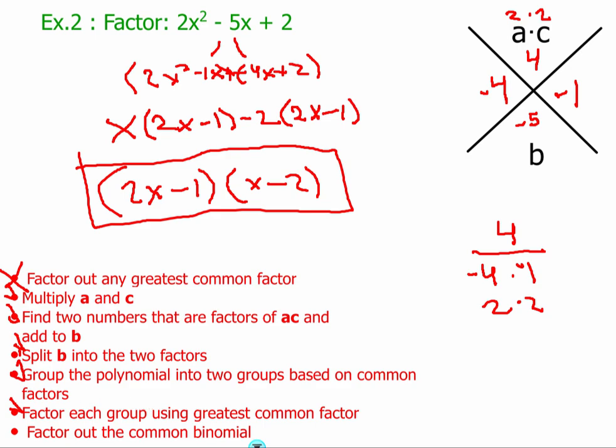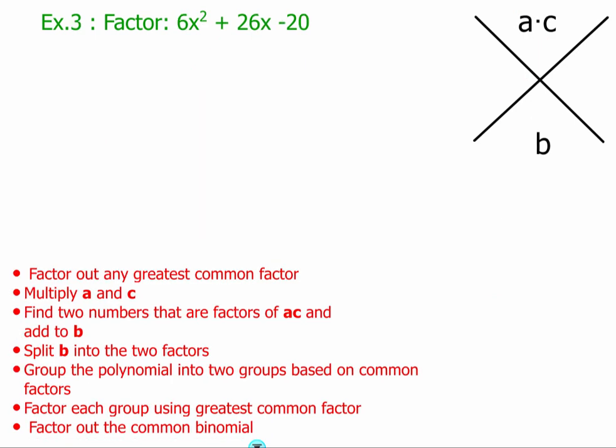All right, let's take a look at one more. Here's example number 3. In example 3, first step, factor out any greatest common factor. If I look at this, 6, 26, and 20, those are all even numbers. So I know that I can factor out a 2 right at the beginning. 6 divided by 2 is 3x squared. 26 divided by 2 is plus 13x. And 20 divided by 2 is minus 10.